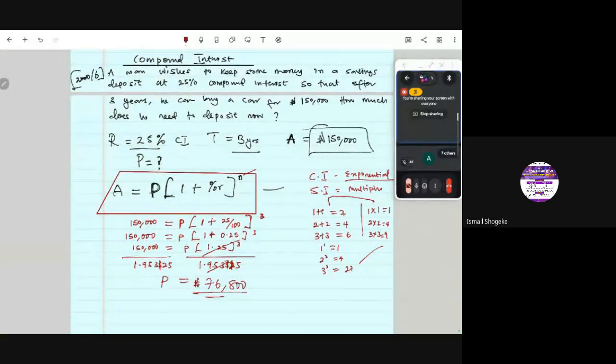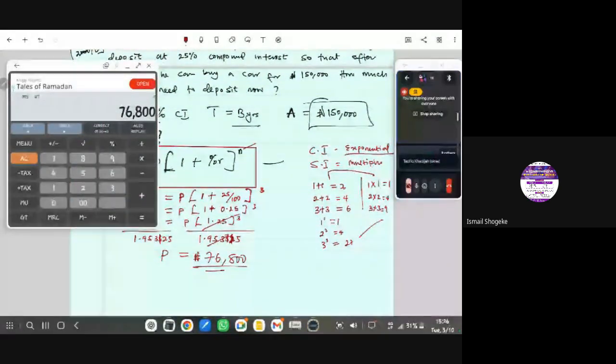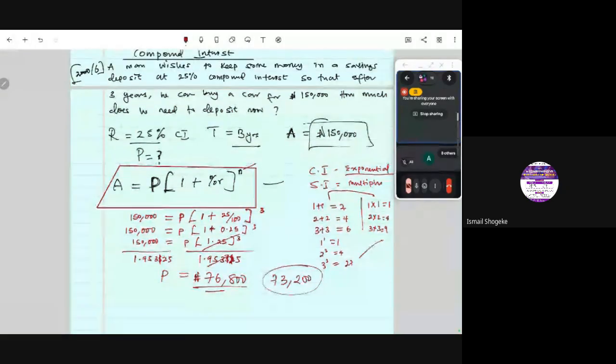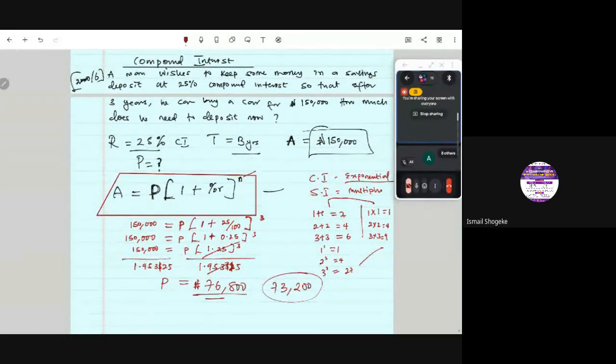So that additional amount, how much do we need from this now? Let's do 150,000 minus 76,800. Imagine, almost like half of the money. You are getting it back just for keeping it somewhere. Can you see? Without any risk, you are sure going to get this money back without any risk.